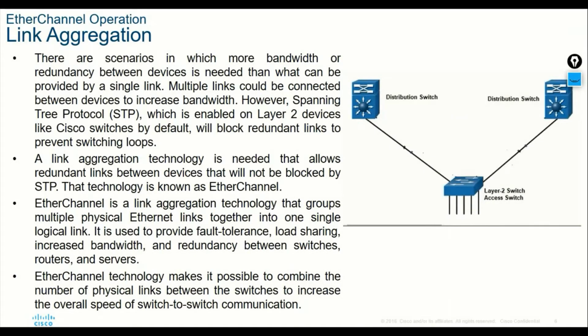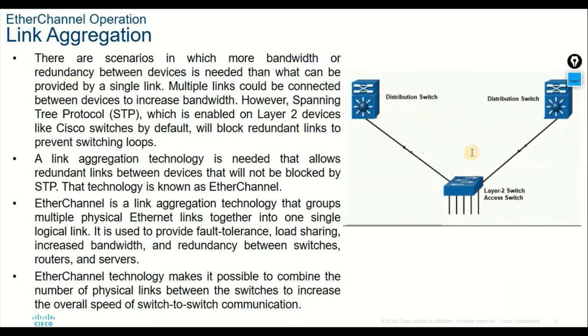Let us discuss link aggregation. What is link aggregation? Link aggregation is the ability to create one logical link using multiple physical links between two devices. This allows load sharing among the physical links rather than having STP block one or more of the links. EtherChannel is a form of link aggregation used in switched networks.